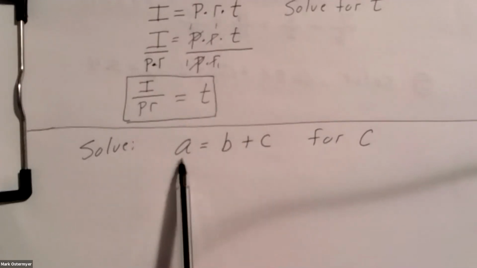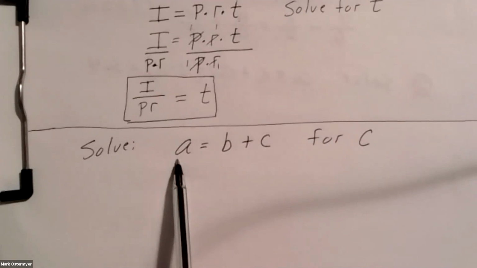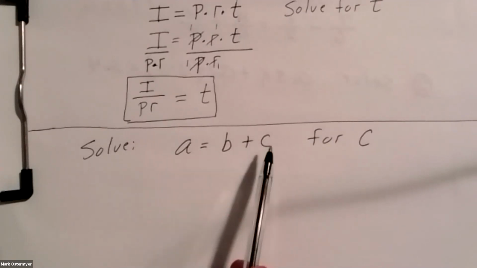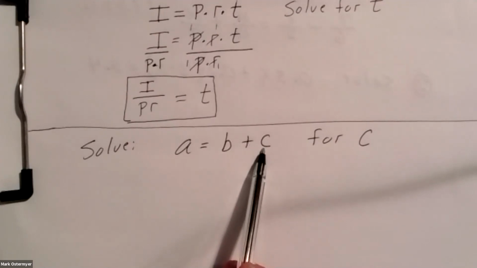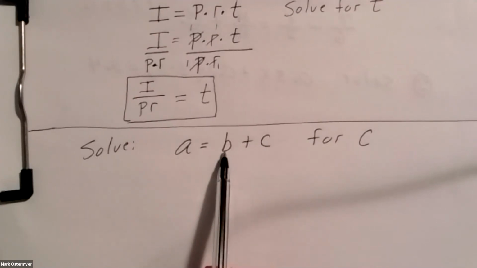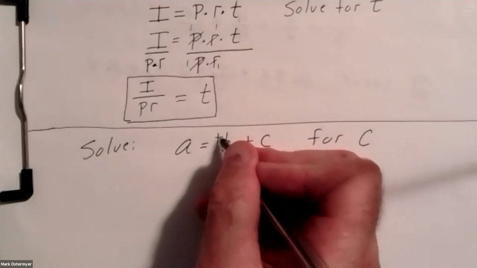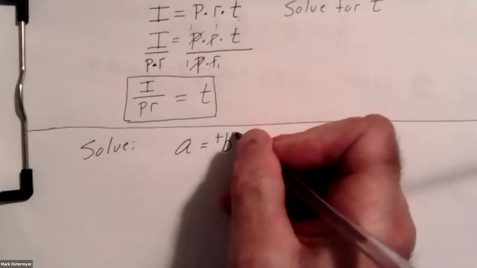It's solved for A, isn't it? Because A is all by itself. Let's turn the tables on this formula and solve it for C. How, ladies and gentlemen, do I get this C by itself? How do I get rid of this plus B here? How do we move that B over to the other side?